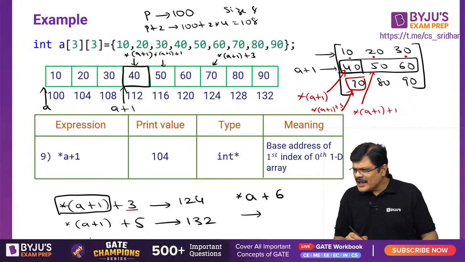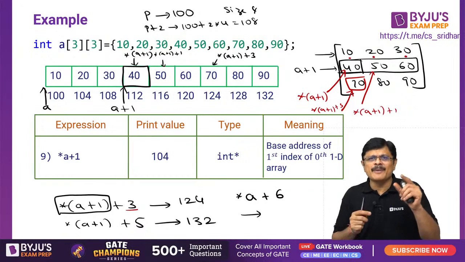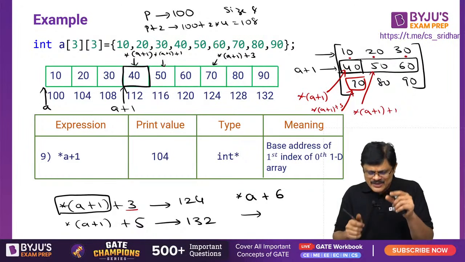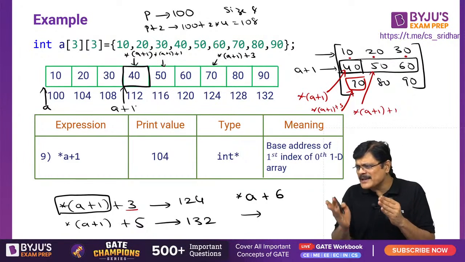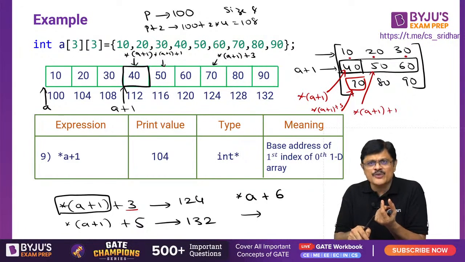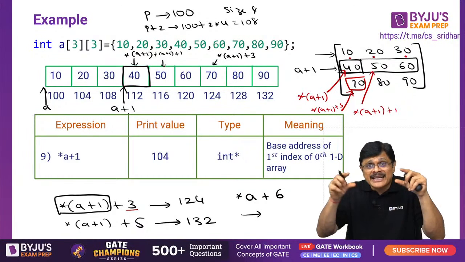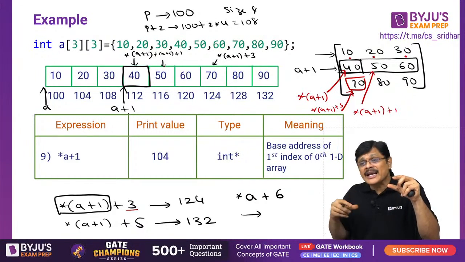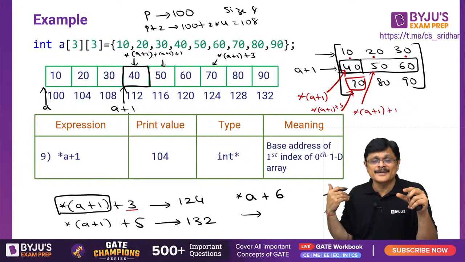Star a plus 1 plus 3. It's same as a plus 4 only, na? A plus 1 plus 3, what is that, sir? You are just adding to that particular address. A plus 1 is the entire 1D array. For that you are adding 3, so it's not 136. It will go somewhere else, sir.